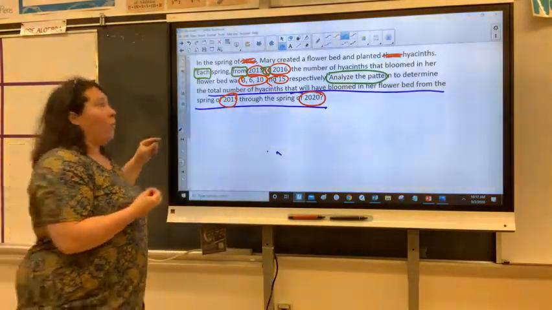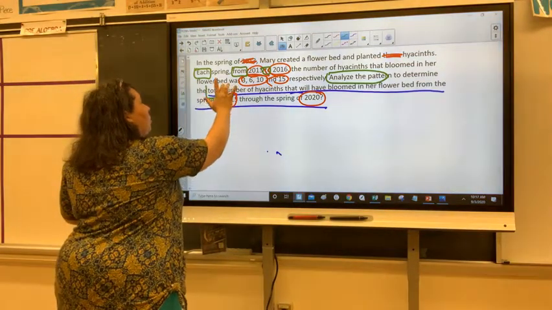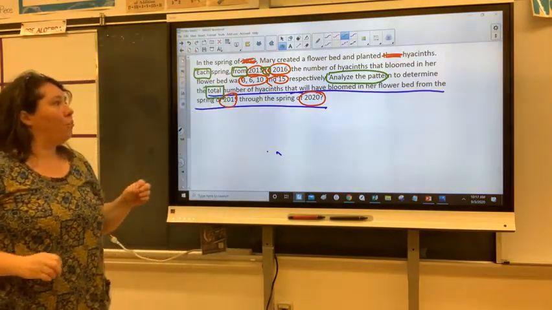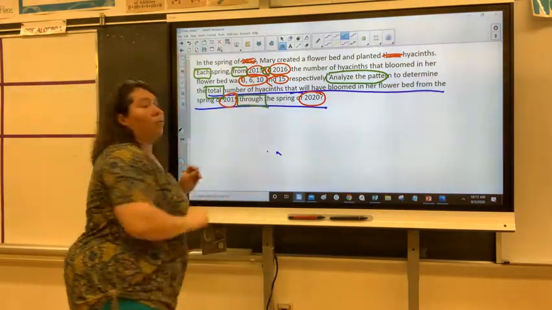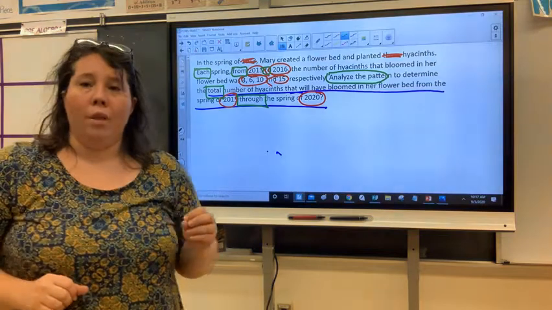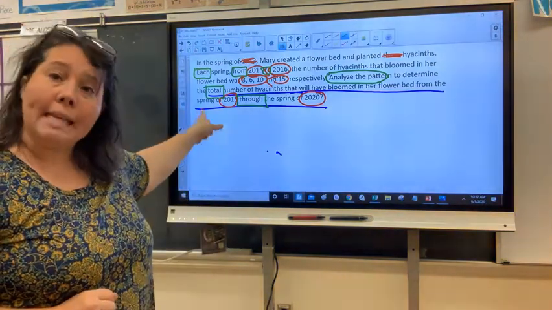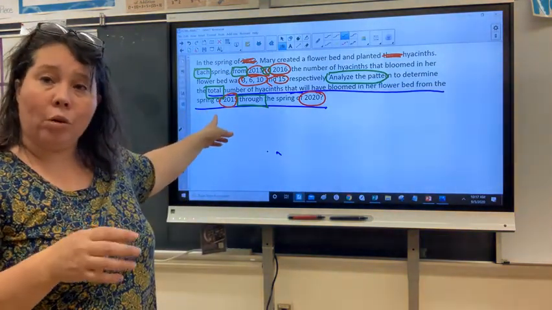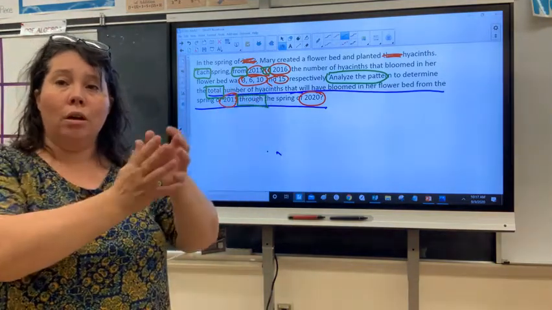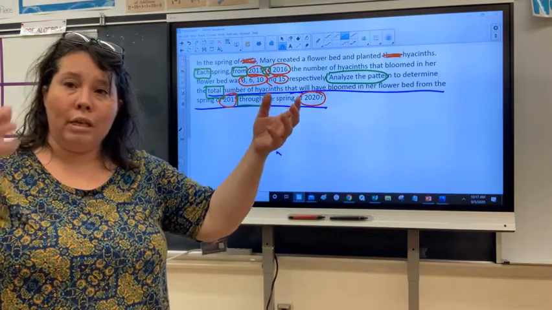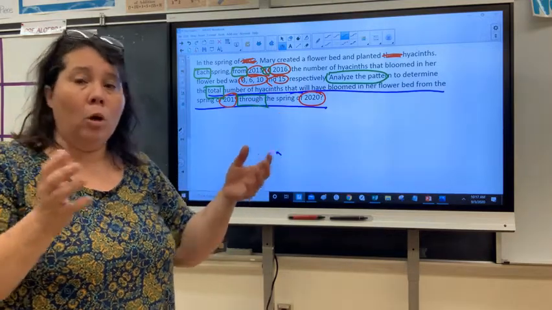Keep going, looking for keywords to determine the total number of hyacinths that will have bloomed in the flower bed from 2013 through the spring of 2020. So total means add up all the numbers, add up all the flowers. Through is telling us the range from 2013 to 2020. Okay, so those are all my keywords.